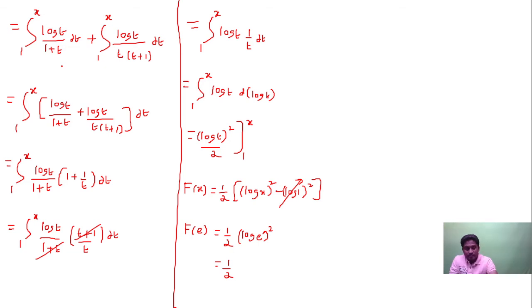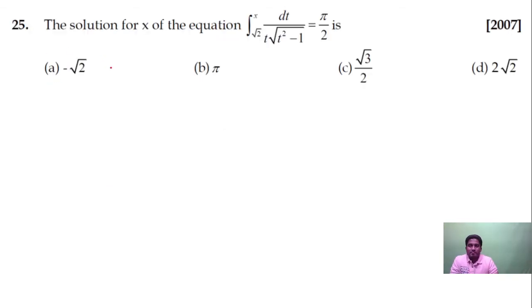Okay, let's move to the next question. This is very simple, guys. Differentiation of sec inverse of x is 1 by x into root of x square minus 1. So integration of 1 by x into root of x square minus 1 will be equal to sec inverse of x.